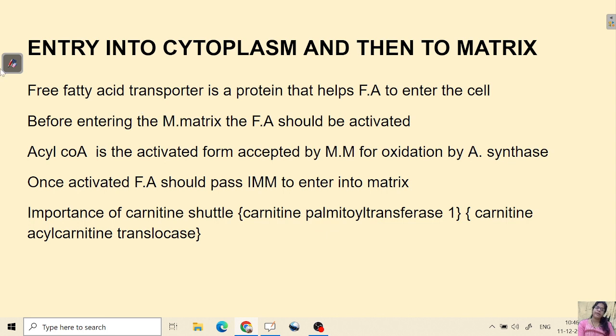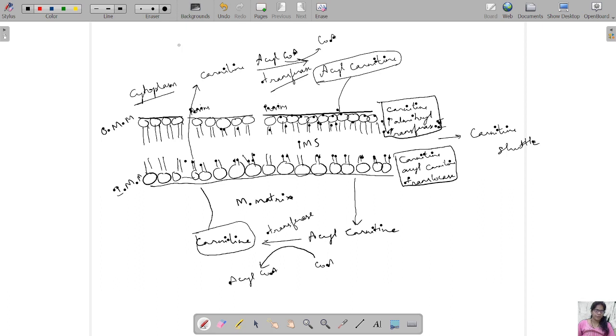Before I enter into the beta oxidation main pathway, there is a clear complex where the mitochondrial matrix would accept that acyl CoA only in the form of carnitine acyl CoA. So what is that, and what is the carnitine shuttle? Here I have given you a small brief picture that I want to talk about. See, this is your outer mitochondrial membrane and this is your inner mitochondrial membrane. This is your cytoplasm as usual, and this is your mitochondrial matrix.